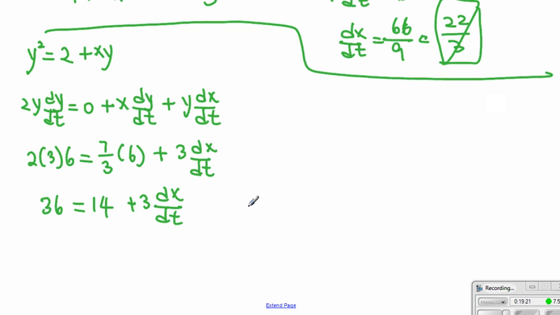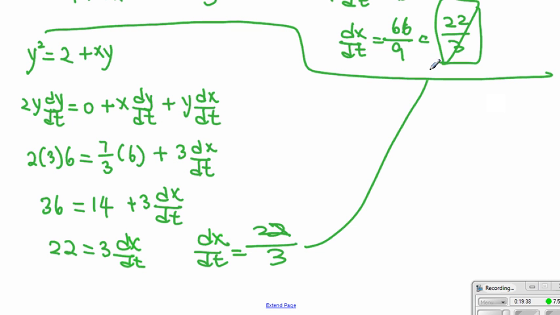This is almost like a related rate kind of question. And we get to realize 22 is equal to 3 times dx/dt. Then dx/dt will be equal to 22 over 3, same as before. All right, let's move on.